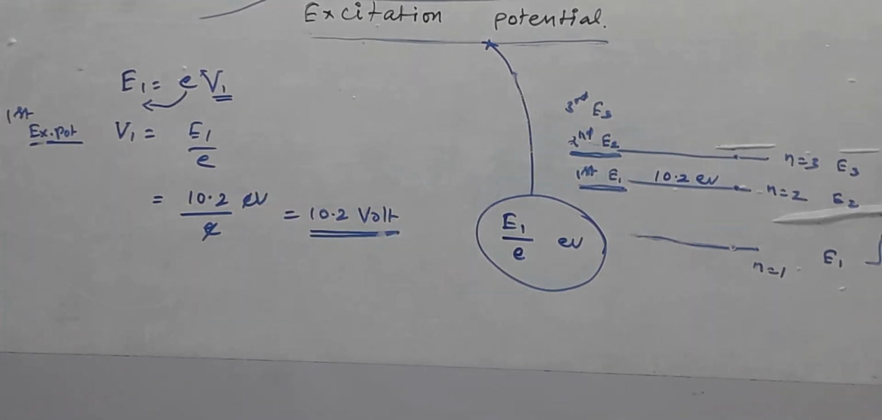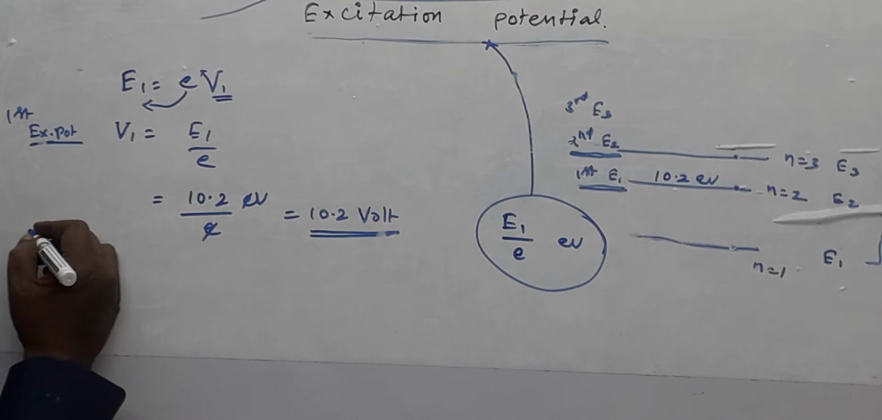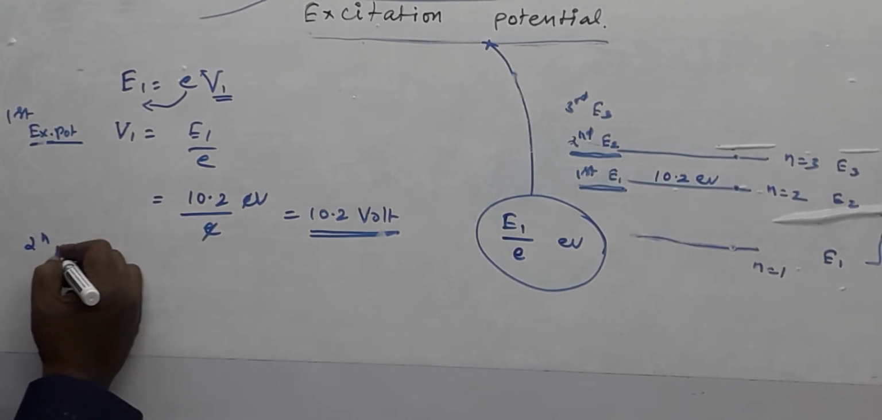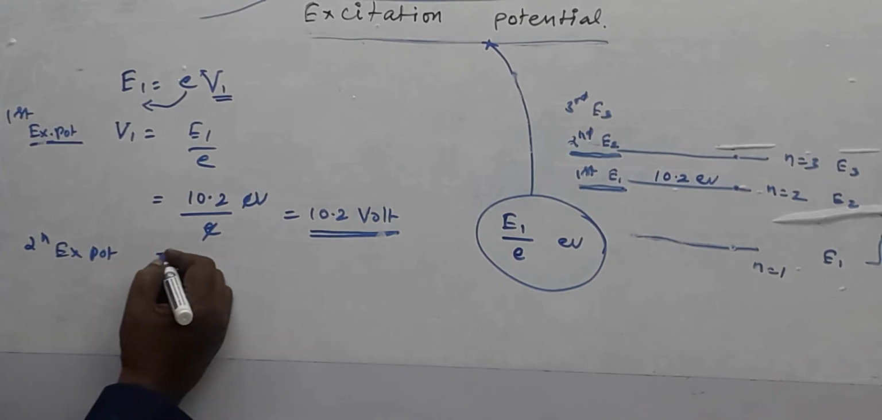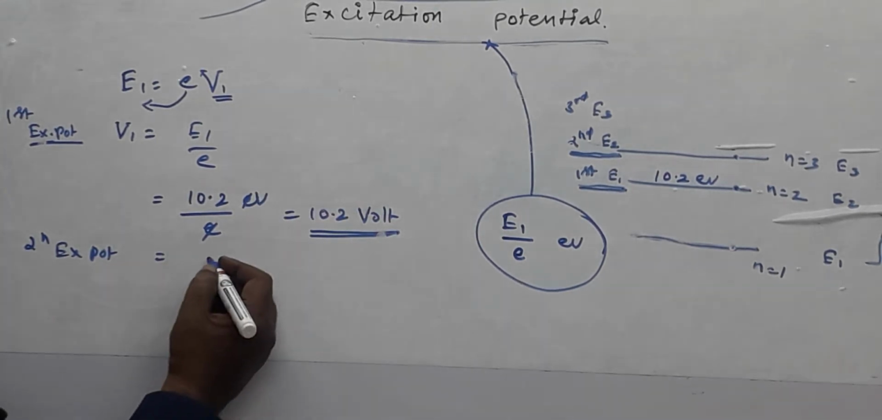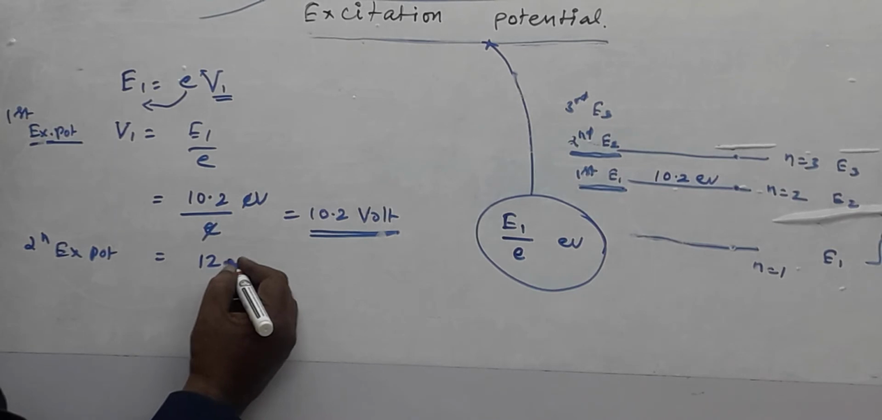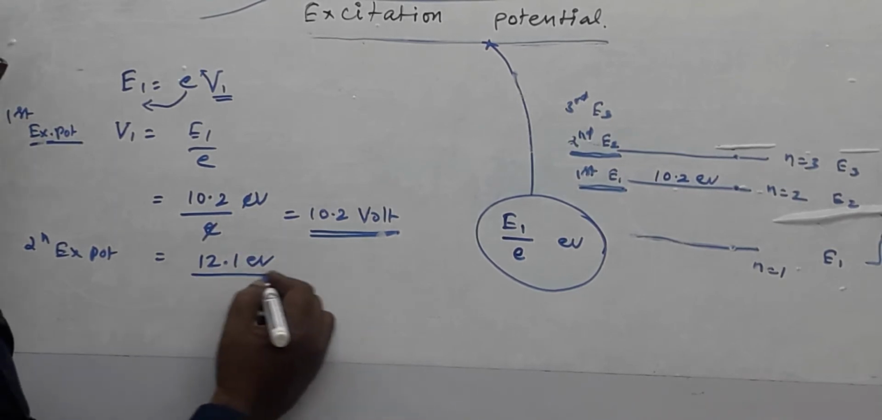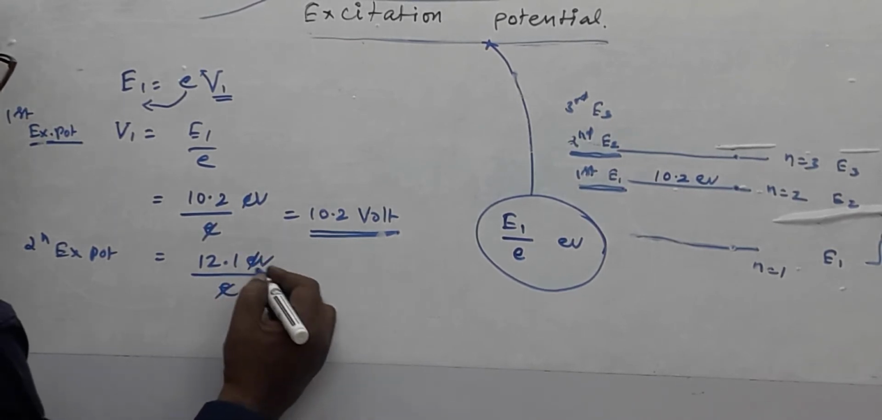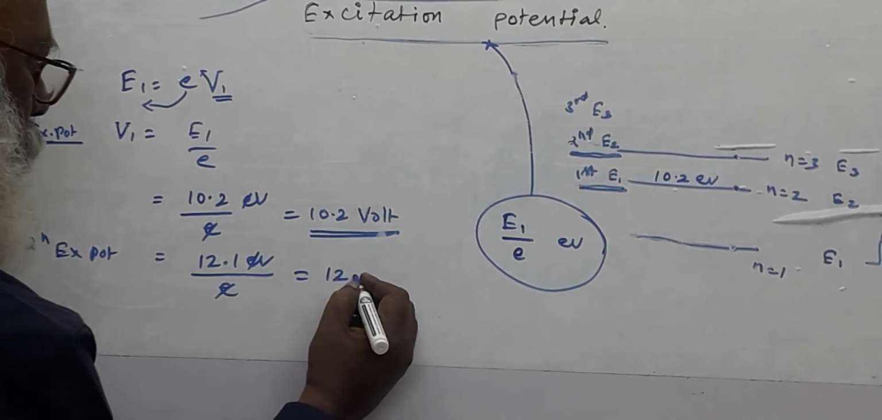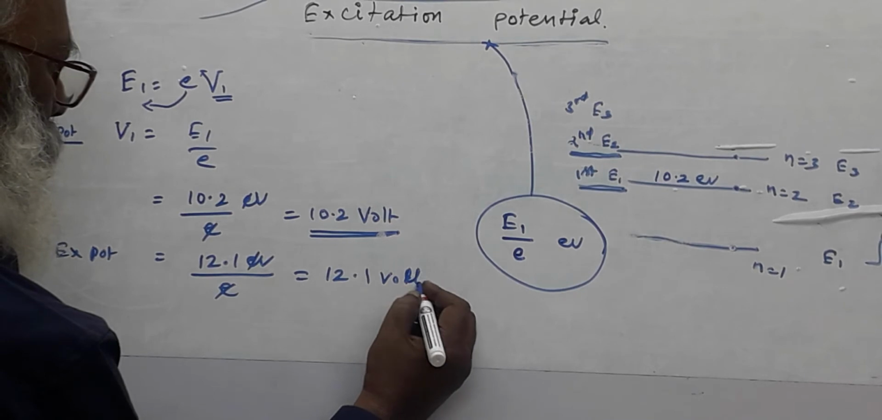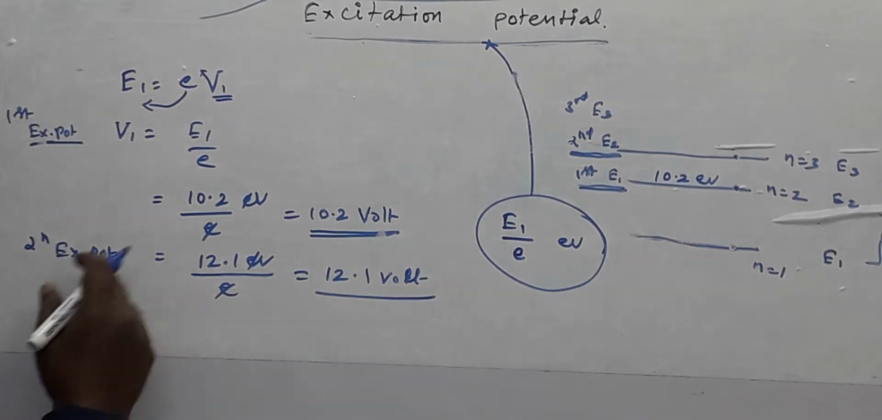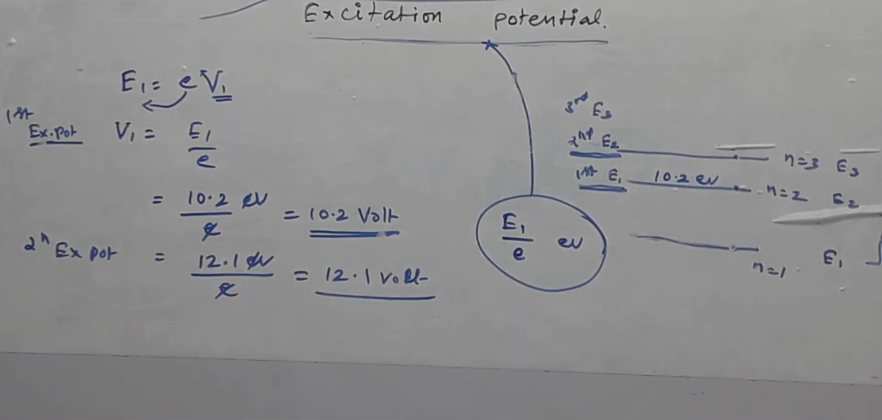Similarly, you have to calculate the second excitation potential like this. For example, 12.1 electron volt by e is 12.1 volt. This is called the second excitation potential, and so on.